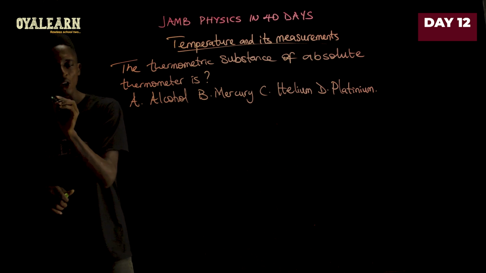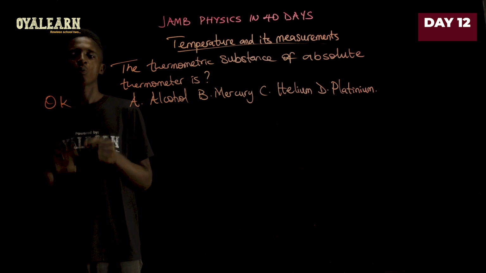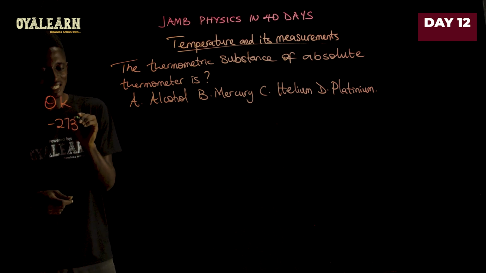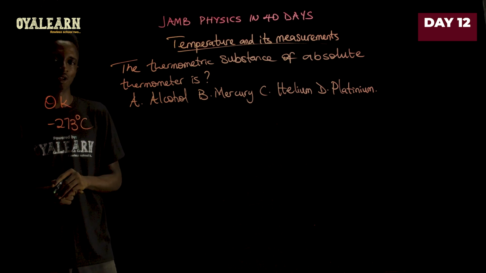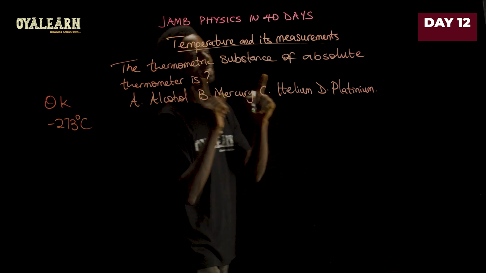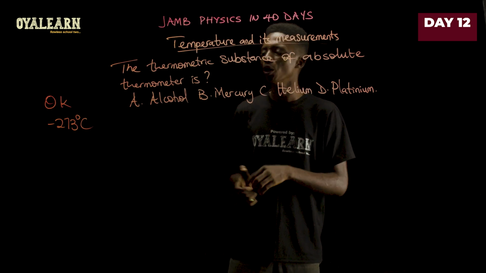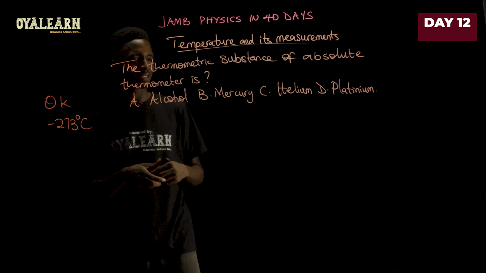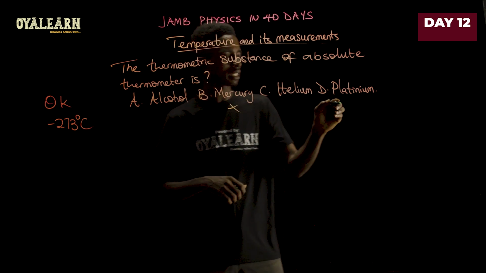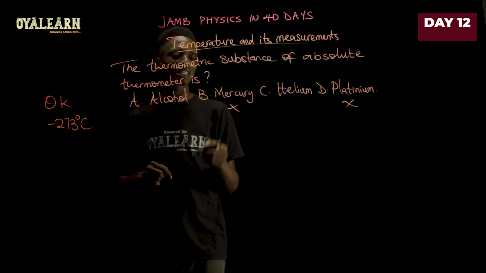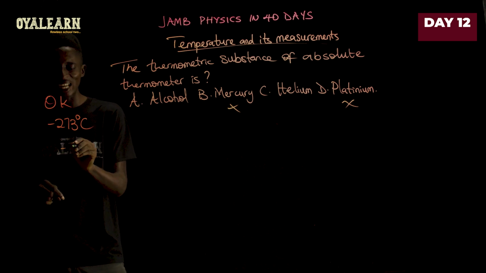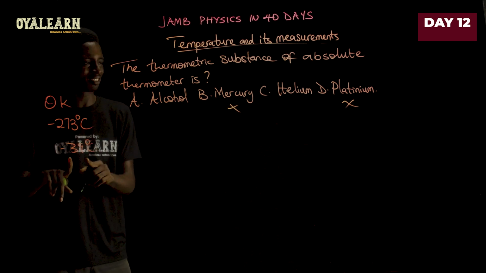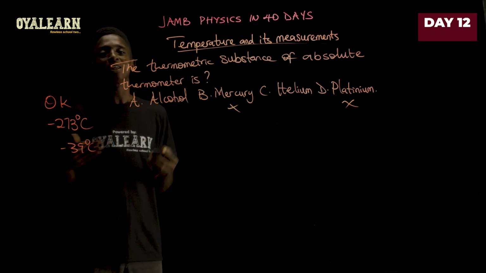But in this case, we are looking at a thermometer that should be able to measure absolute temperature. Absolute temperature is 0 Kelvin, and when you convert this to degrees Celsius, that is negative 273 degrees Celsius. So which of these thermometric substances will be able to work for such a thermometer? We immediately know that mercury and platinum are out of it in this case. The reason is that mercury itself freezes at negative 39 degrees Celsius, so once it gets to negative 39 degrees Celsius, mercury can no longer measure temperature.